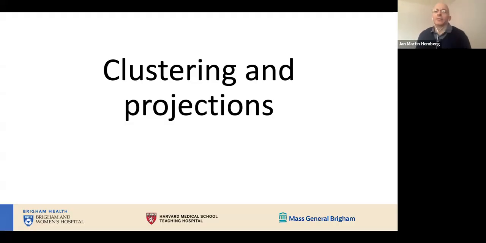Right. So now we're getting to the section where we start talking about methods that can be used to give more biological insights, or for more biological analysis of your data. And the first thing we're going to be talking about is clustering.